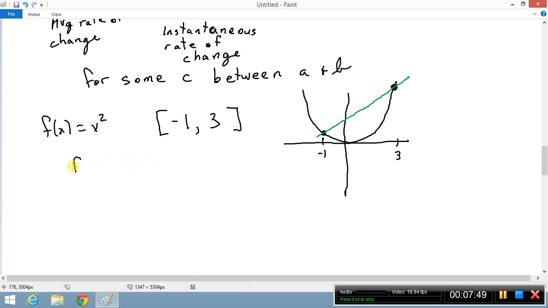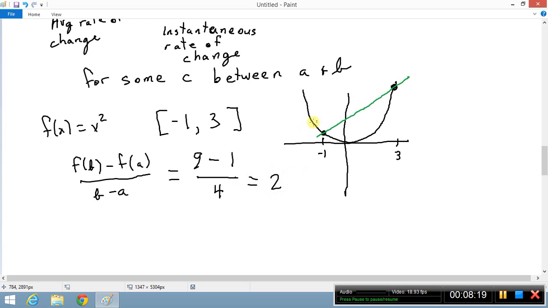The formula for it is f of b minus f of a over b minus a, the slope in other words. So for this function, that would mean f of b, f of 3, which would be 9, minus f of -1, which is -1 squared, that's 1, divided by 3 minus -1. 3 minus -1 is 4. So that's going to be 9 minus 1 is 8 over 4, which is 2. So the slope of this green line, you can write it up here, m equals 2.